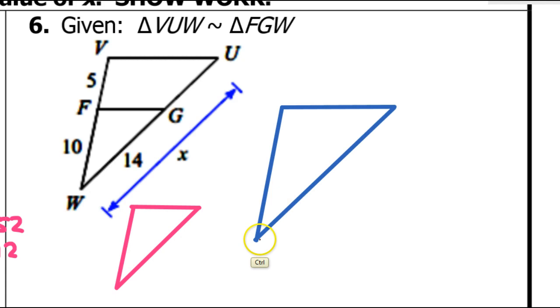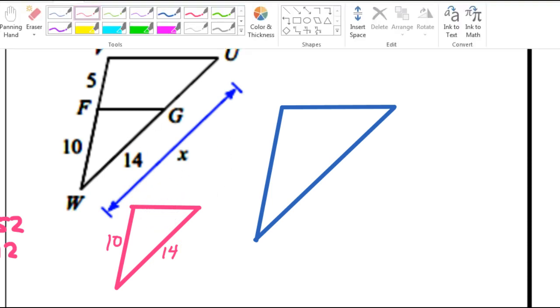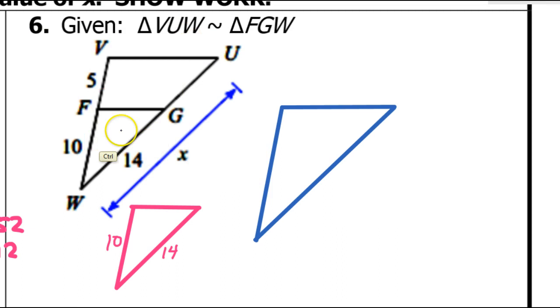All right, so here I have the triangles drawn separately. So looking at the smaller triangle, I see that FW here is 10, so that would be like right here. And WG is 14, so I can just go ahead and put 14 right there. I don't know what FG is, and I don't think we're going to need to know. All right, now looking at the large triangle, this side of the triangle is marked X. So I can just put an X right there. Now this long side, all right, is made up of 10 and 5. So that is a total of 15.